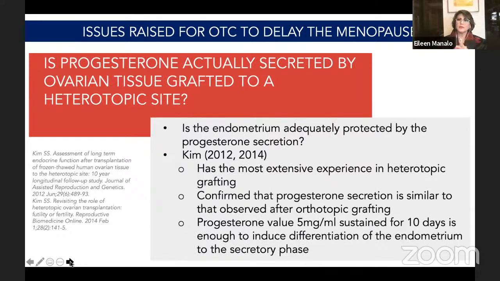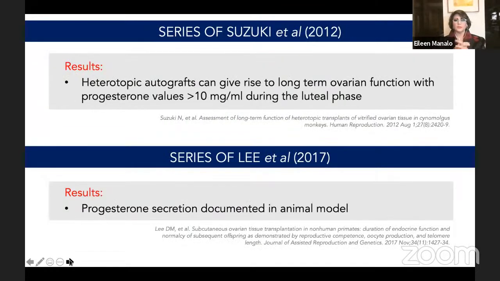Next question. Remember that we're going to be dealing with patients usually with the uterus intact, and so you have to protect the endometrium. So is there progesterone being produced by ovarian tissue which is grafted to a heterotopic site? And Kim has the most extensive experience in this heterotopic grafting, telling us that yes, progesterone secretion is similar to that observed after orthotopic grafting, and you have about 5 milligrams per ml of progesterone, which given for 10 days is enough to bring about differentiation of the endometrium to the secretory phase. So yes, progesterone is being produced.